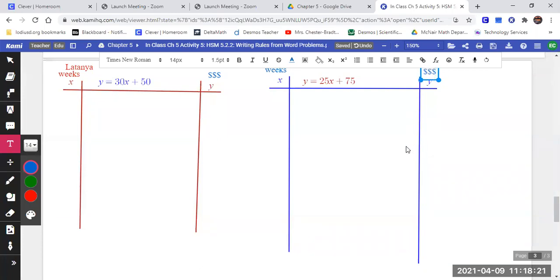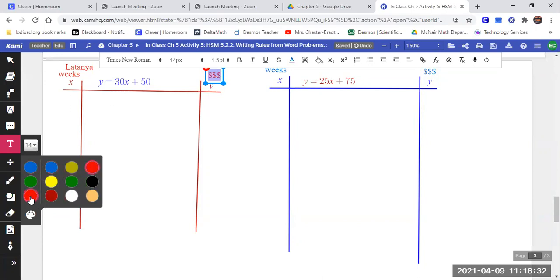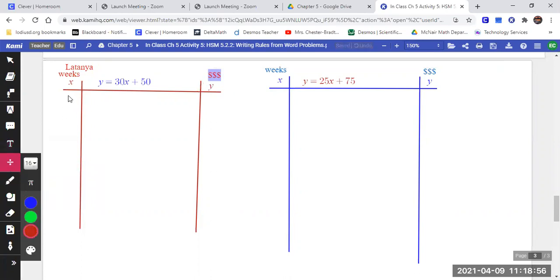Okay. So in real life situations, when we're doing these tables of values, you're not going to be able to do -2, -1, 0, 1, 2. You have to think about whether they make sense for the situation. Having negative weeks doesn't make sense, right? So we're not going to use negative weeks. We can use a 0 week though, because that's when they start.